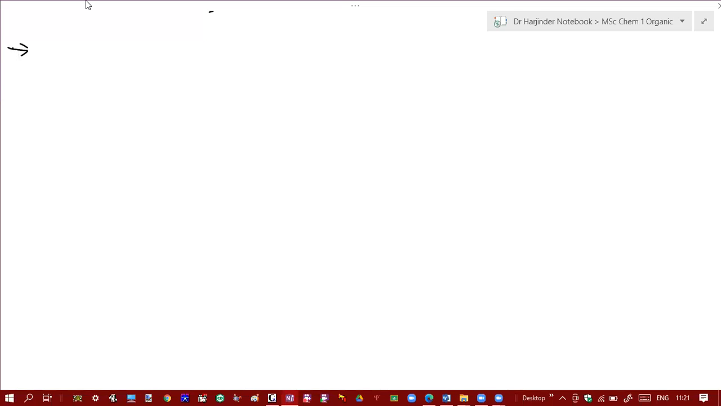So today we will start with another reagent, that is Gilman reagent. Okay, let's begin with the Gilman reagents. Now, what is this Gilman reagent?